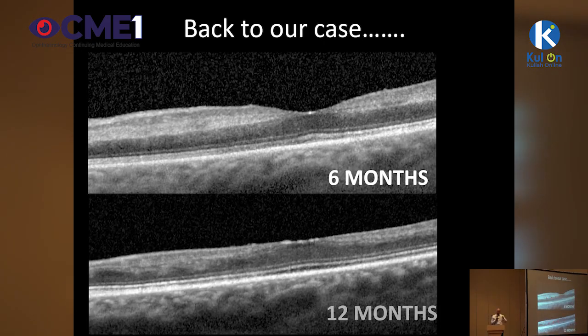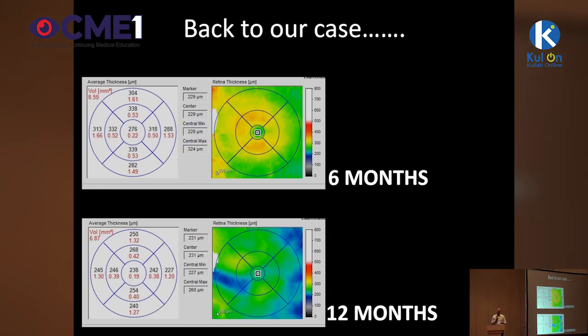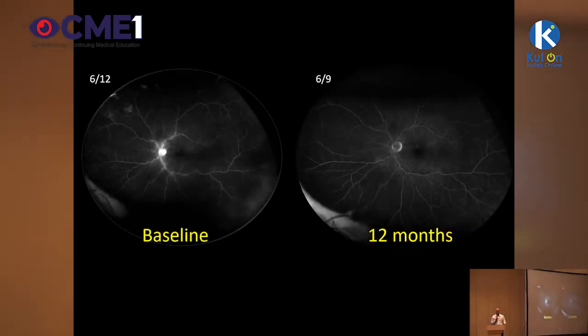So you can see the PAM lesion has collapsed and it's actually looking a little bit better. And on the thickness map, you can see that the PAM lesion, when it collapses, the retina becomes thin, but the visual acuity surprisingly is good, and the fluorescein angiogram is also demonstrating evidence of reperfusion of the retinal vein at 12 months.